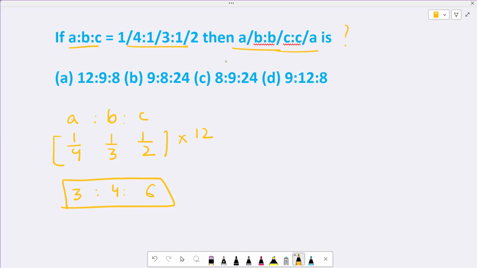Now, very simply, what the question is asking is A/B : B/C : C/A. No need to get confused. Since we directly have the ratios of A, B, and C, we can directly write here 3/4 : 4/6 : C/A, we'll write here 6/3.